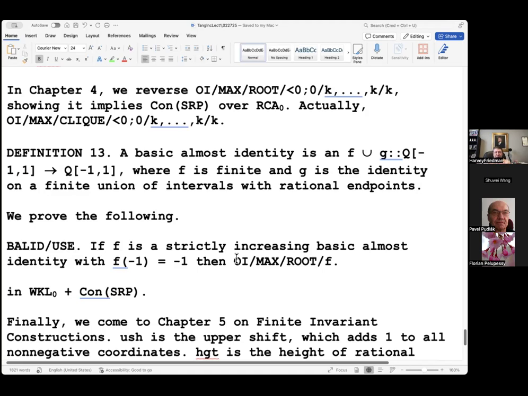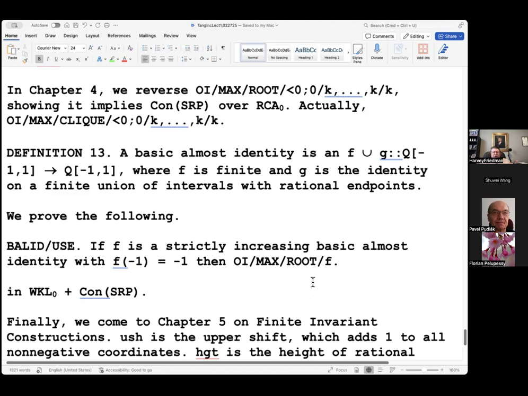It becomes quite dicey exactly what happens, especially when things are quite thick. In other words, there's not a lot of open spaces. Open spaces make things in some cases easier. All right, so I'm claiming this: if F is a strictly increasing basic almost identity with F of minus 1 equals minus 1, then it's usable.